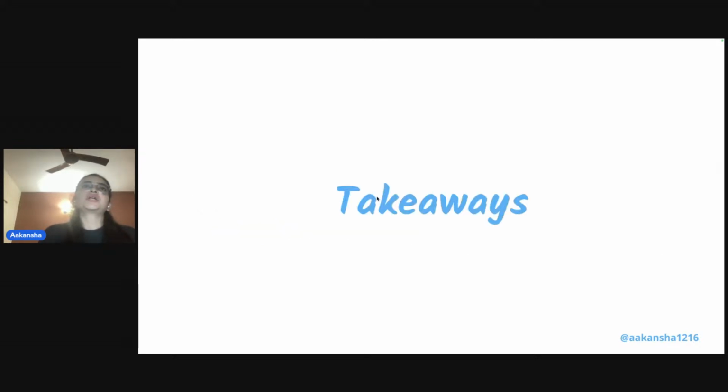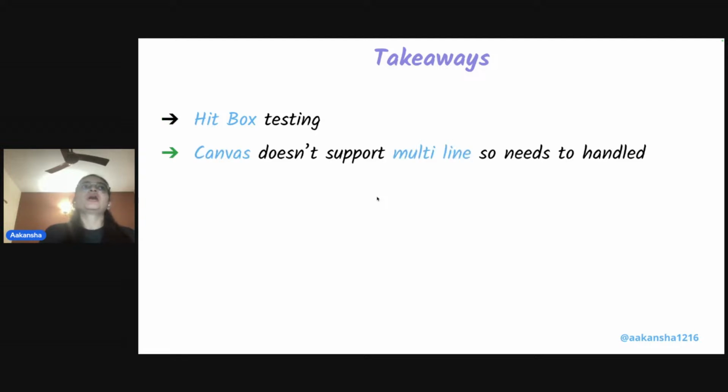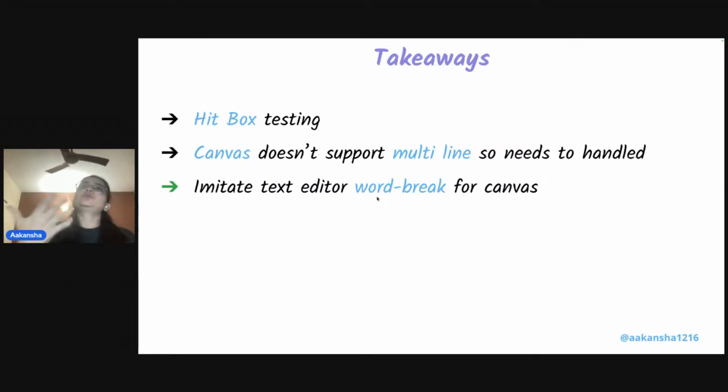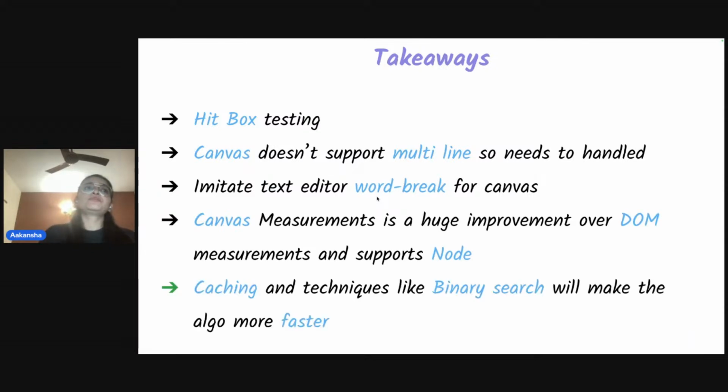With this, I would like to wrap up with the takeaways, what we have learned so far. We learned about hitbox testing to identify the target container in the canvas. Canvas doesn't support multi-line, so that is something to be handled. For the same reason, we need to imitate the word break behavior for Canvas as well to keep it in sync with the text editor. Canvas measurement is a huge improvement over DOM measurements, and it supports Node.js as well. And caching and techniques like binary search can make your algo a lot faster.